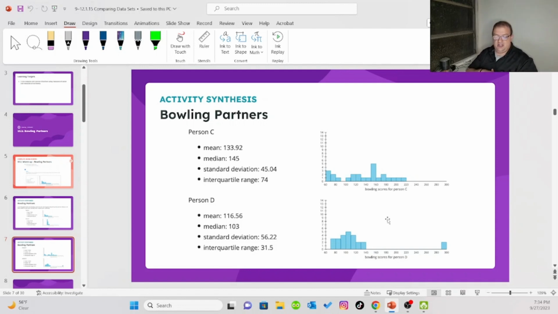And then person D has the lowest typical score. But they also have two games where they almost bowled a perfect 300.